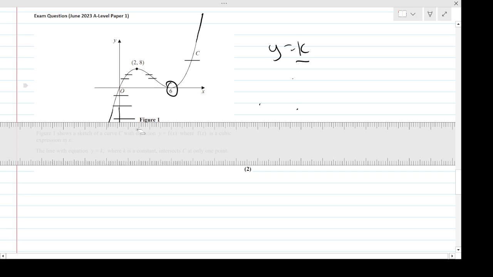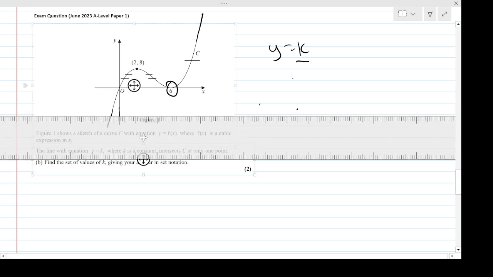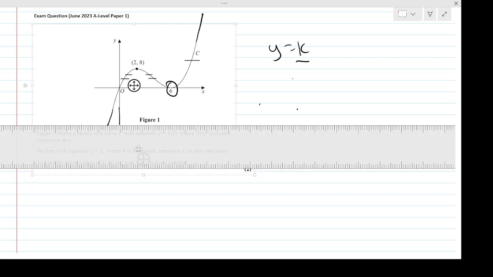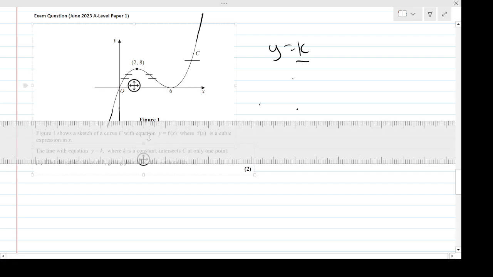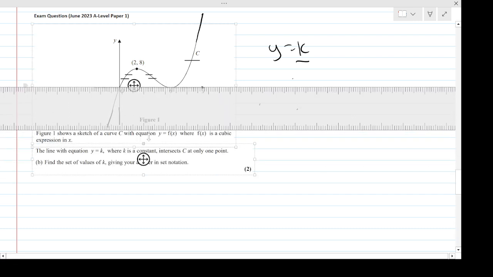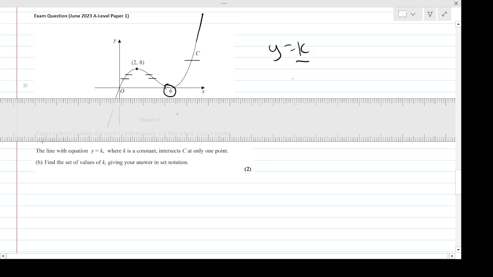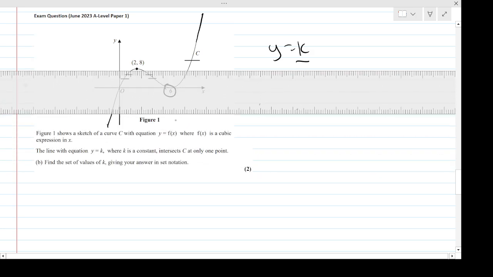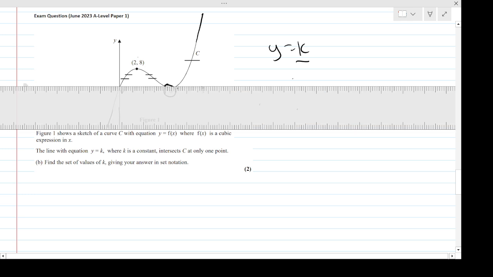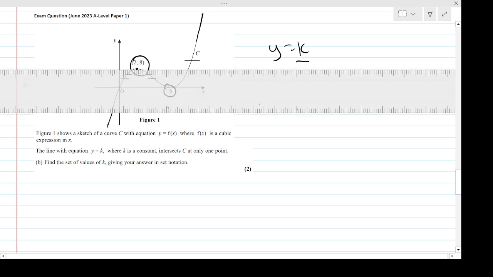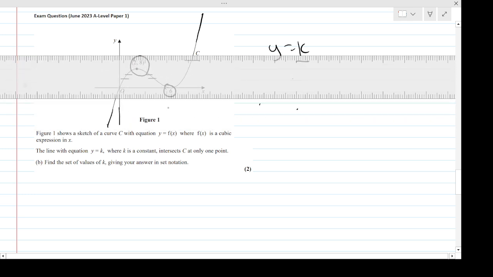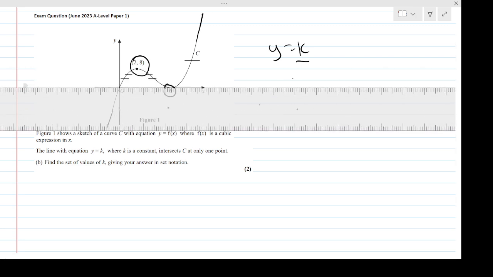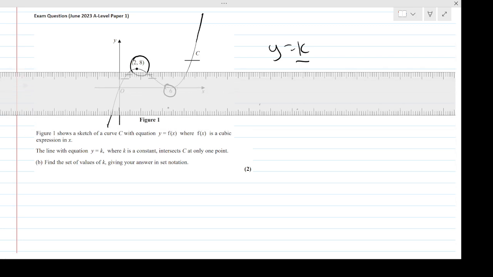Remember, when does this ruler, this line y is k, only pass through the curve once? Well, we just went over it. Before it gets to this point here, there's only one intersection. And then after it leaves this point here, there's only one intersection again. Between these two points, however, and on these two points as well, there are two intersections, okay?